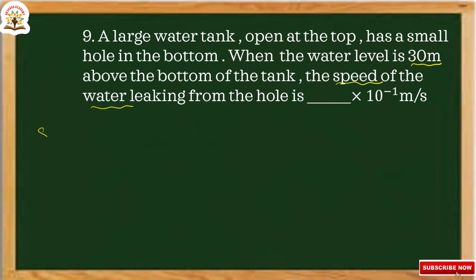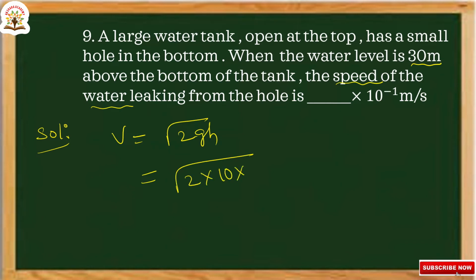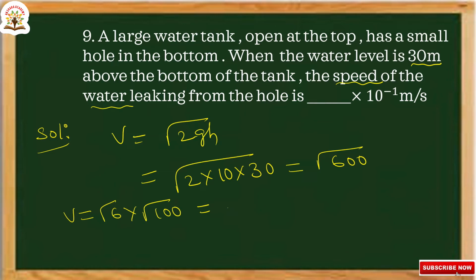Here V is equal to root 2gH. So, that is equal to 2 into g, 10, height they given as 30. So, 2 into 10, 20, 20 into 30. So, this can be written as 600. So, that is equal to root 6 into root 100. Root 6 can again be written as root 3 into root 2, root 100 is 10.